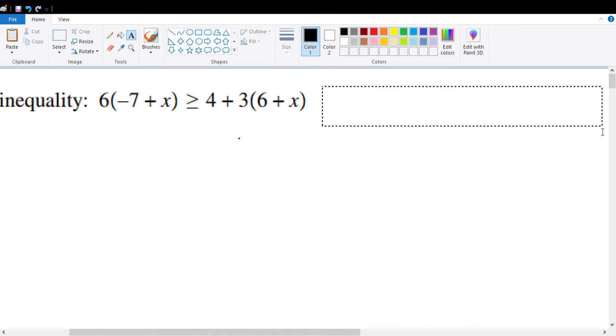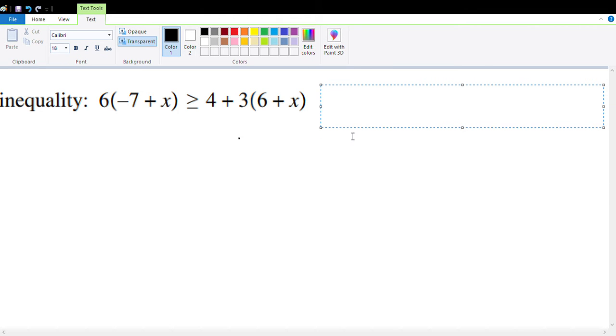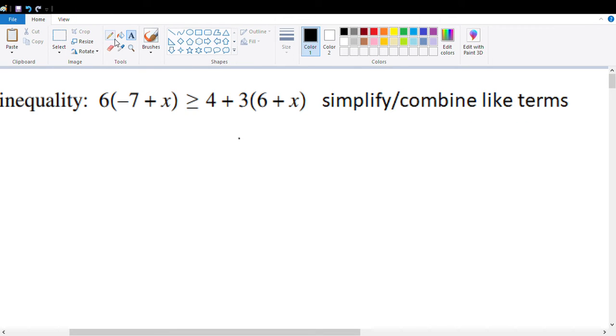So now we have solving inequality. Again, solving inequality is basically the same thing as how we solve an equation. We want x, the variable, by itself. So how do we do that? Well, first things first, we need to simplify or combine like terms. Those are our first steps. Again, I might skip a few steps here and there, but I'll talk about how we're going to deal with it. So first things first, simplify.